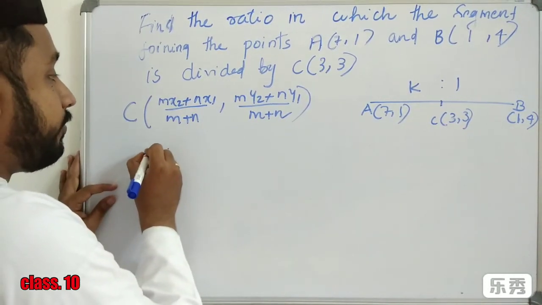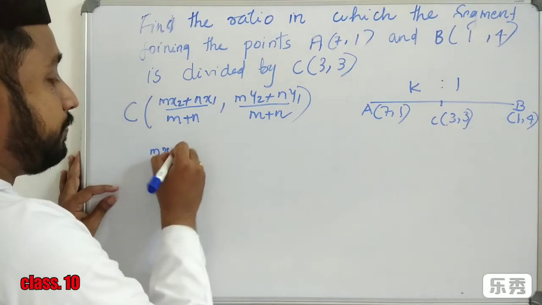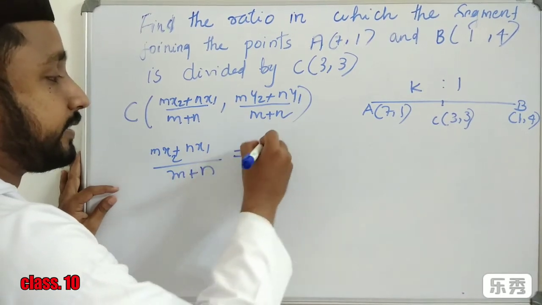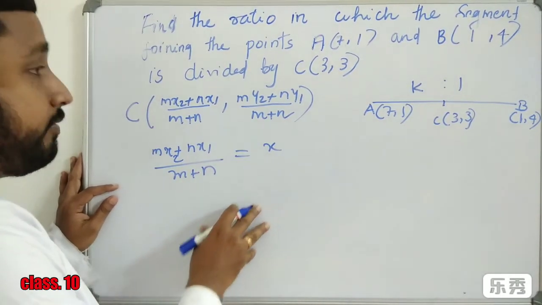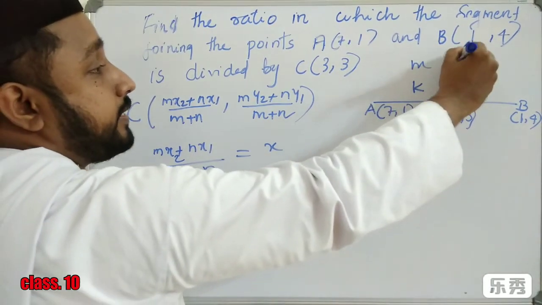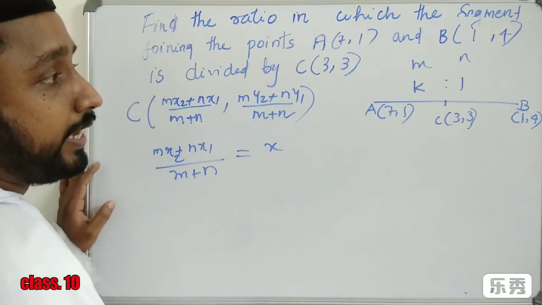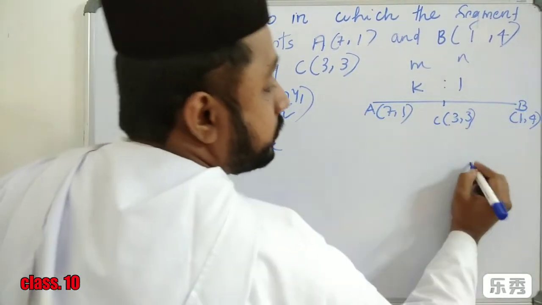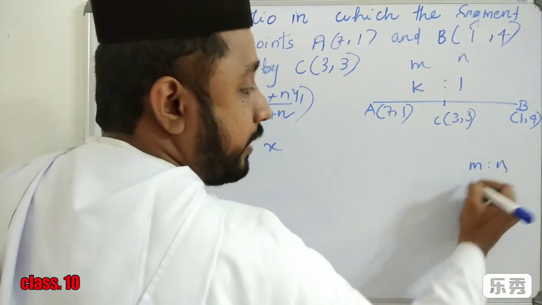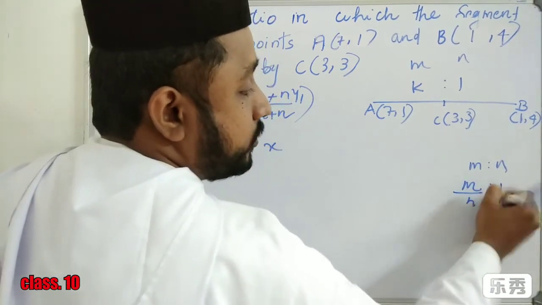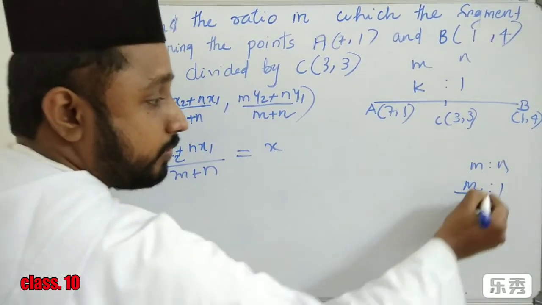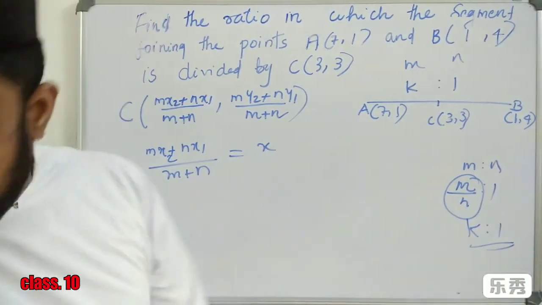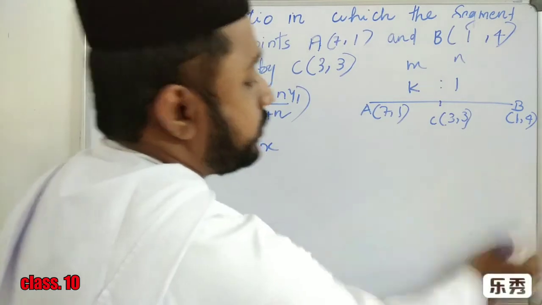So take x is equal to 3 and y is equal to 3. So we have (mx2 plus nx1) by m plus n, which is equal to x, the x coordinate, which means m is k and n is 1. So we take k:1. Actually this is m:n, so m by n is to 1, when n comes over here. So this we call k. That's why we give k:1. So just take k:1.